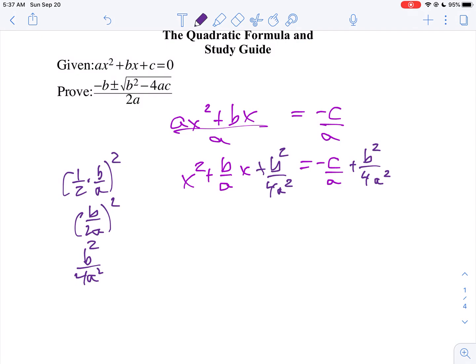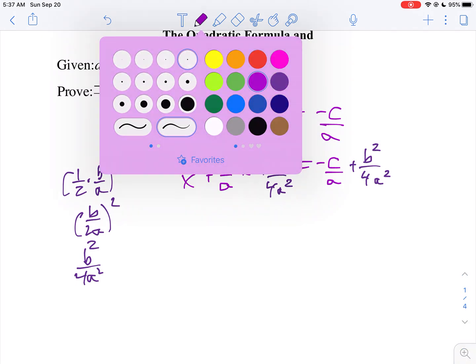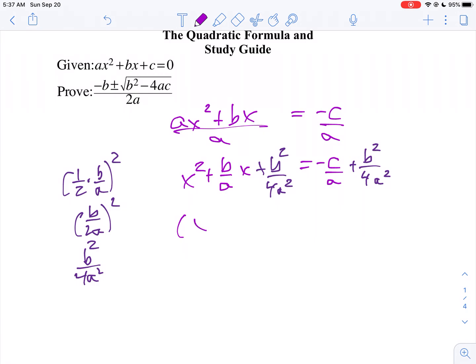Now let's factor the left side. We're going to get x plus b over 2a, squared. Now I need a common denominator. My common denominator is 4a squared. So for my first term, I'm missing the 4a, aren't I? So I'll say negative 4ac plus b squared.